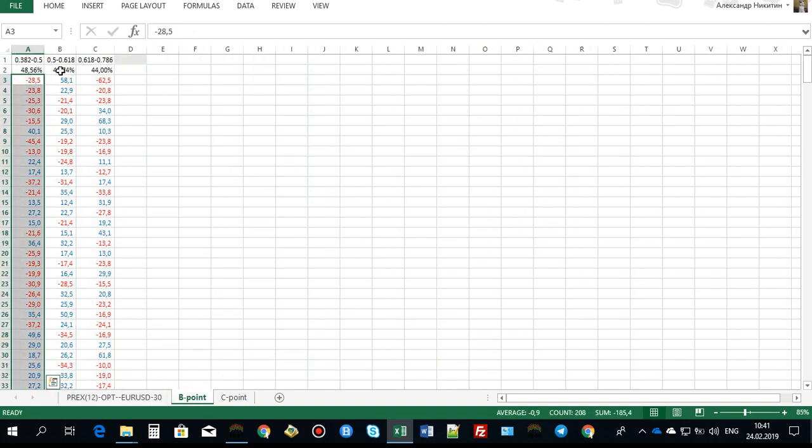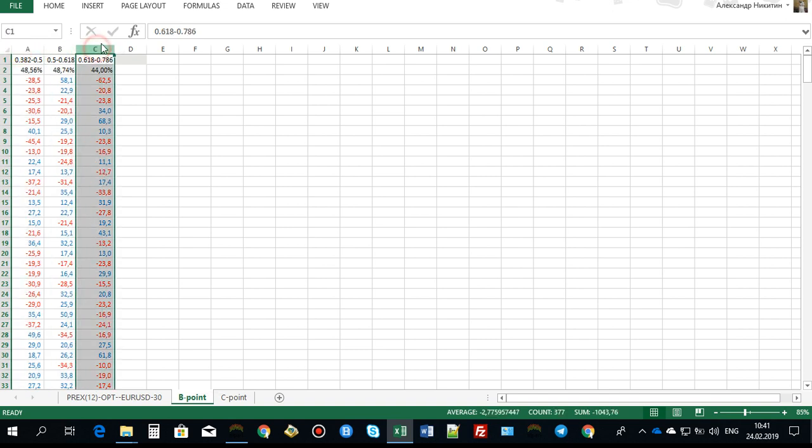As you can see, I already did these operations, and I know that if the pattern has the B point range of 32 to 0.5, it has 48% probability. If it has the range of 0.5 to 618, it has 48% probability. Pretty stable in these two. But if it has 618 to 786, it has 44% probability.